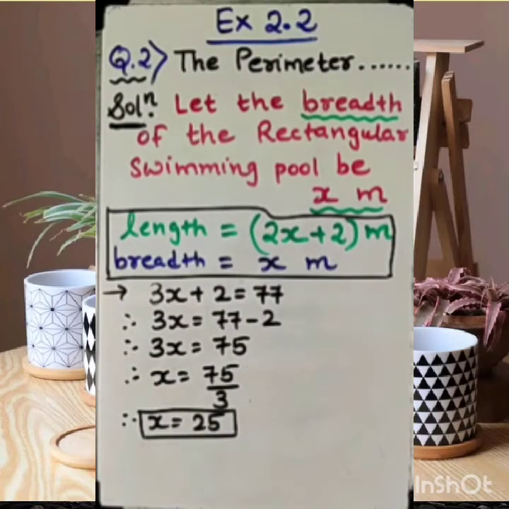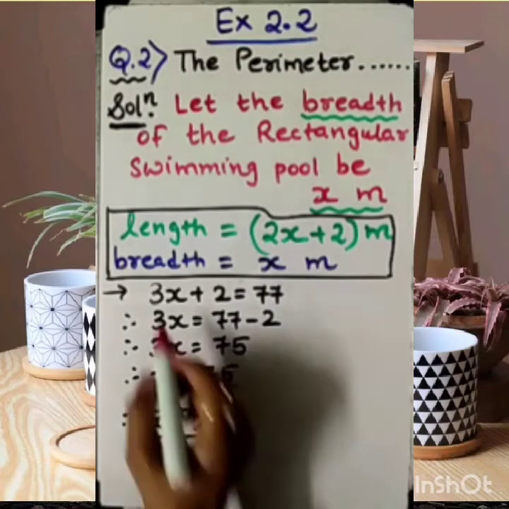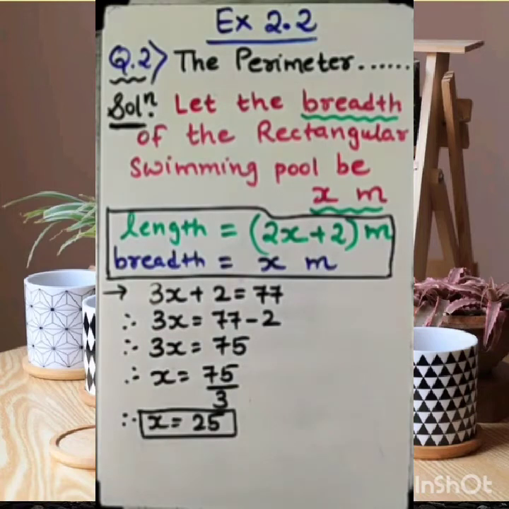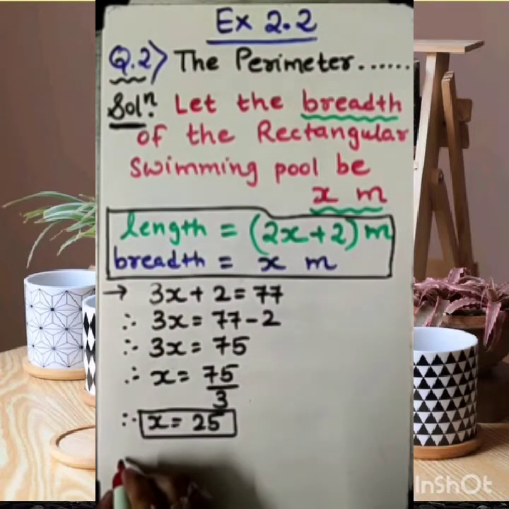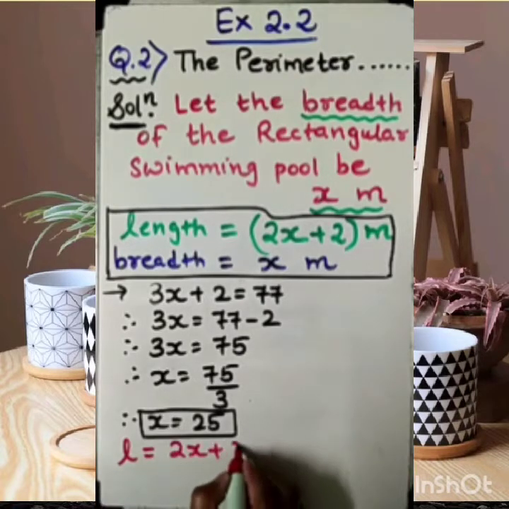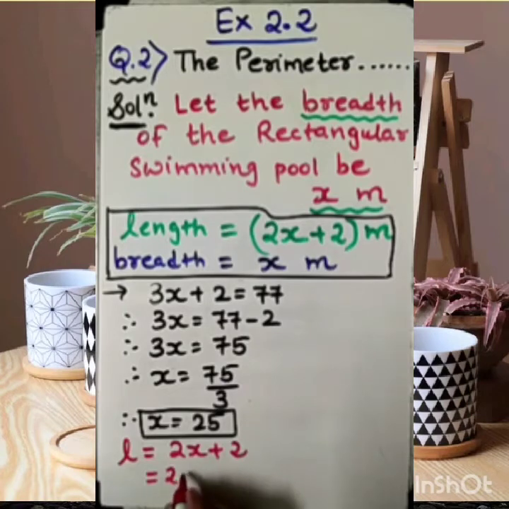So the value of x we got. But this is not the requirement. Actually, we want to find the value of length and breadth. So dear student, how to go with that? First of all, we know that length equal to 2x plus 2. In place of x, I am putting the value 25, which we already found. You know very well 25 times 2 is 50. So 50 plus 2, that is 52.